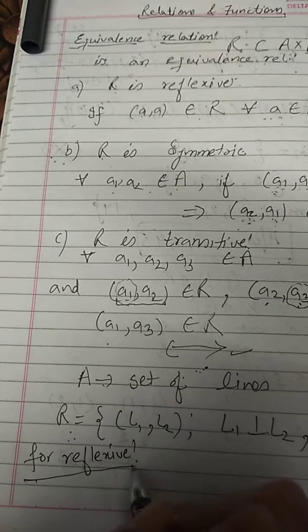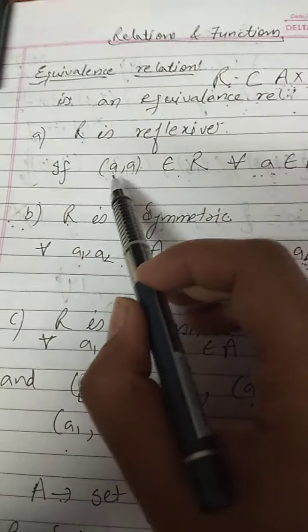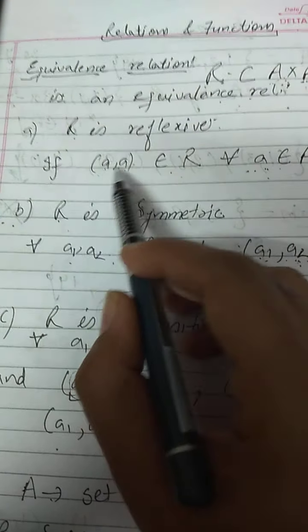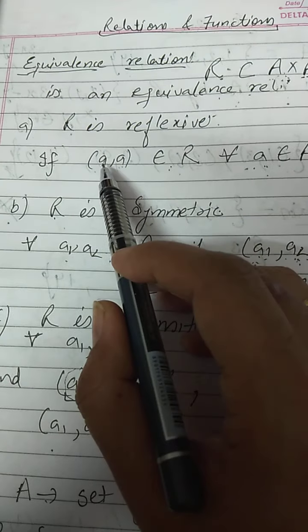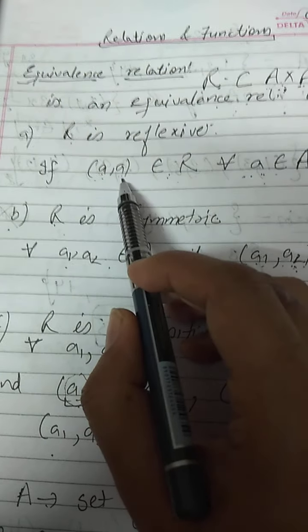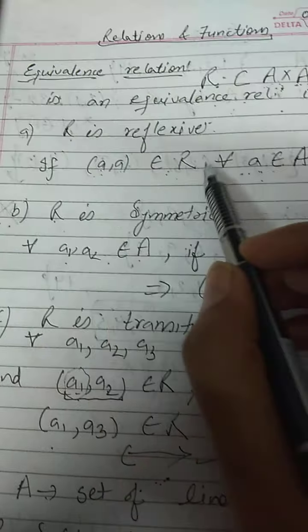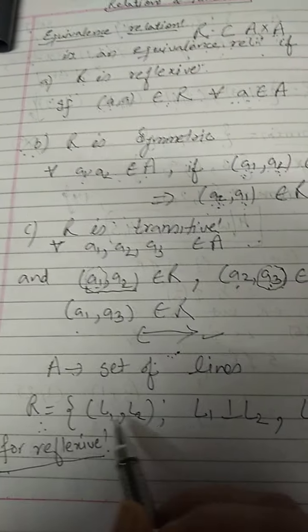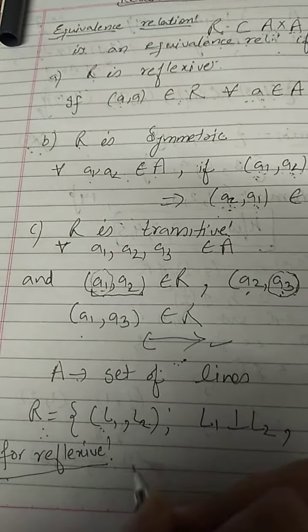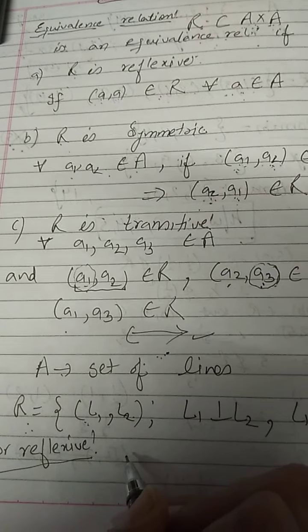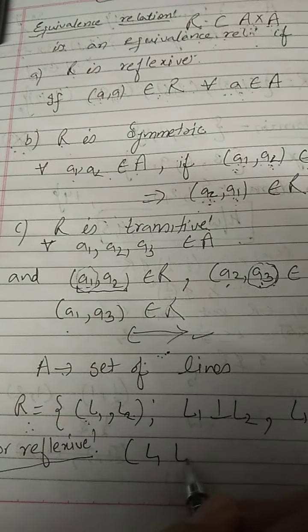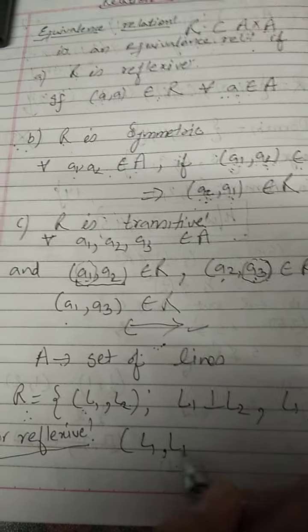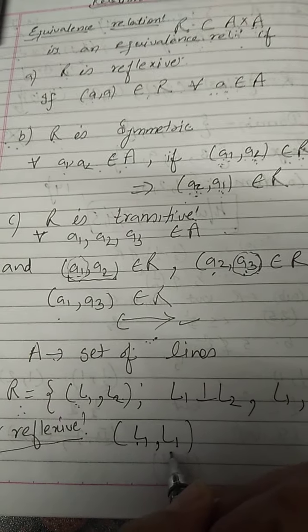When we check for reflexive, what does it mean? Let us go to the definition. It says if (A, A) belongs to R, that means if the image of the first element is the element itself, then it is reflexive. Now here both the elements are lines. So what does it mean? (L1, L1), the image of L1 should be L1.